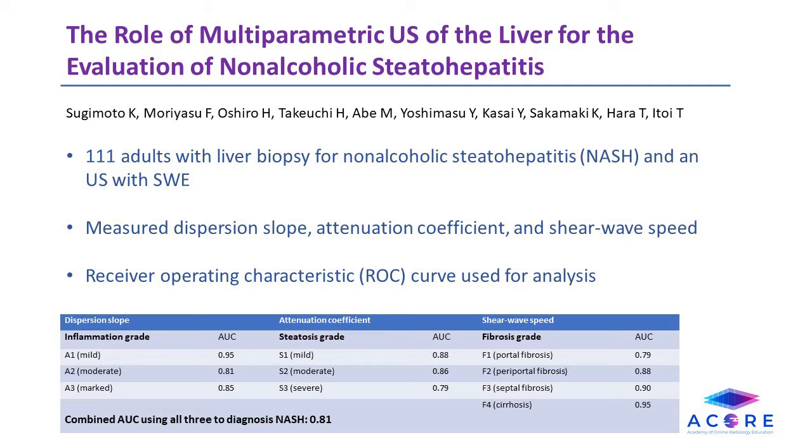You can see in the table at the bottom of the screen using pathologic correlate for elastography findings. For dispersion slope, they looked at the inflammation grade, attenuation coefficient, the steatosis grade, and shear wave speed, the fibrosis grade, with the corresponding grades and area under the curve. The combined area under the curve for all three to diagnose NASH was 0.81. They concluded that shear wave elastography may be helpful for diagnosing and monitoring non-alcoholic steatohepatitis.